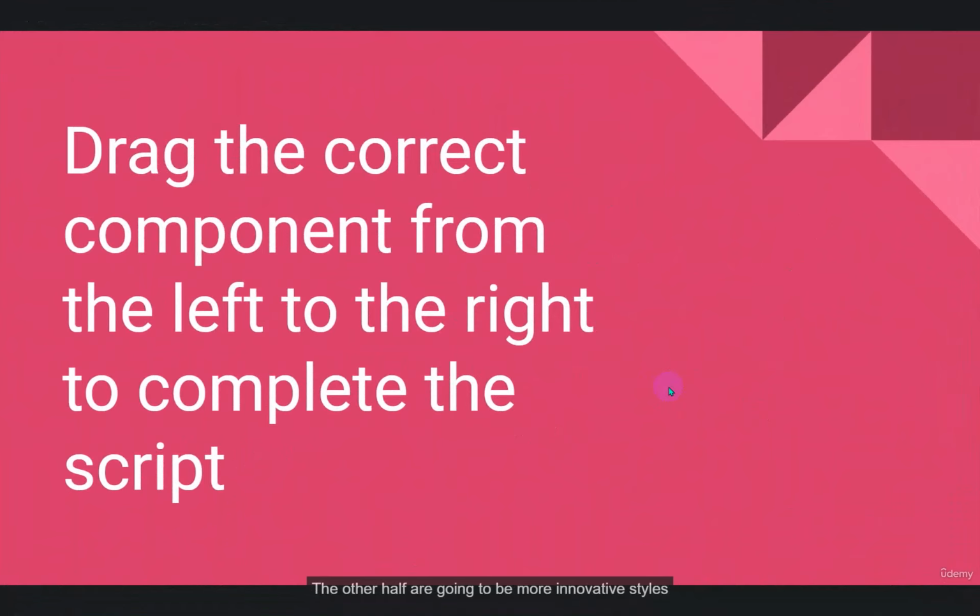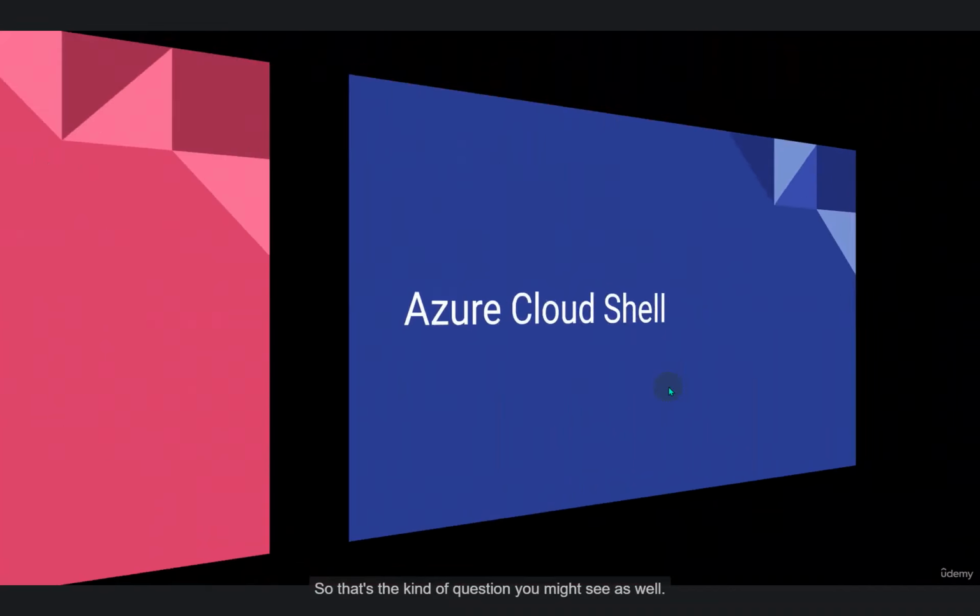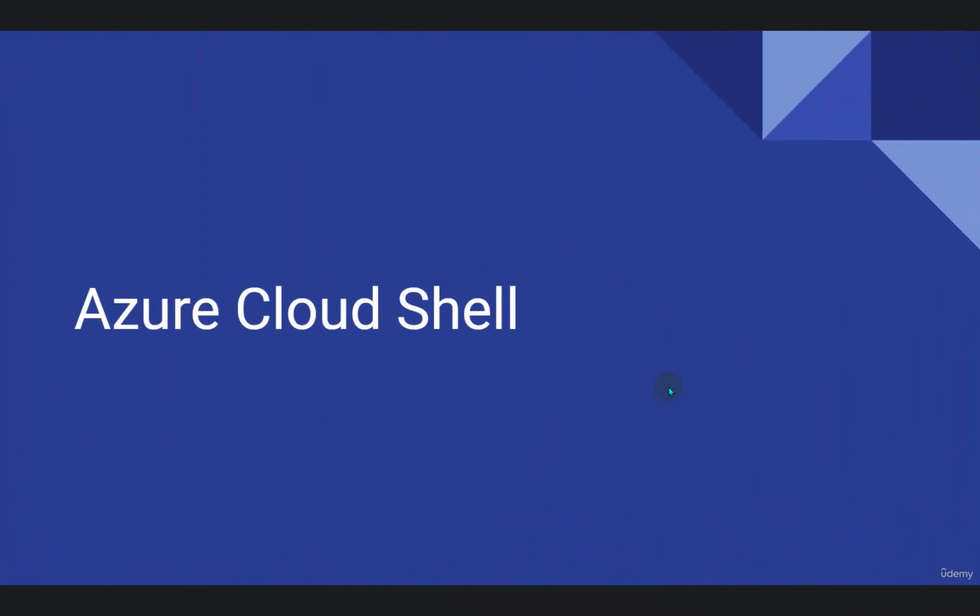Microsoft, only about half of the exam is multiple choice questions. The other half are going to be more innovative styles. And one of the styles that Microsoft loves is this drag and drop style, where you would have some items on the left of the screen and you're going to drag them with your mouse onto the right of the screen. And it may be the parameter name of a script. So a script is trying to do something and some parameter name is missing, and you're going to pick the parameter name from the left and drag it over to the right. So that's the kind of question you might see as well.